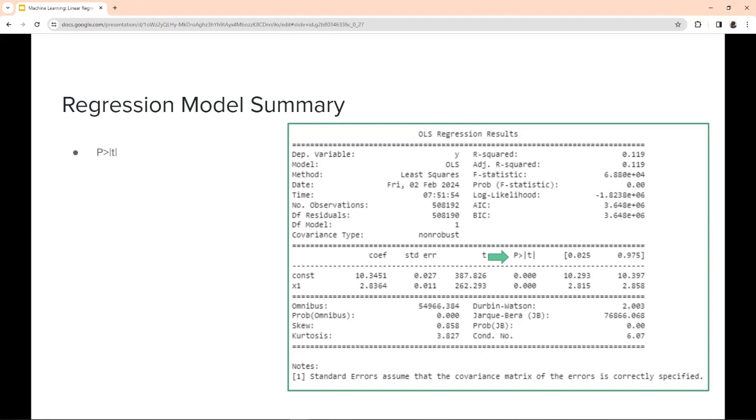And as you can see, we have a probability of 0, so therefore there is a linear relationship here in this scenario. So yeah, very small. Okay.